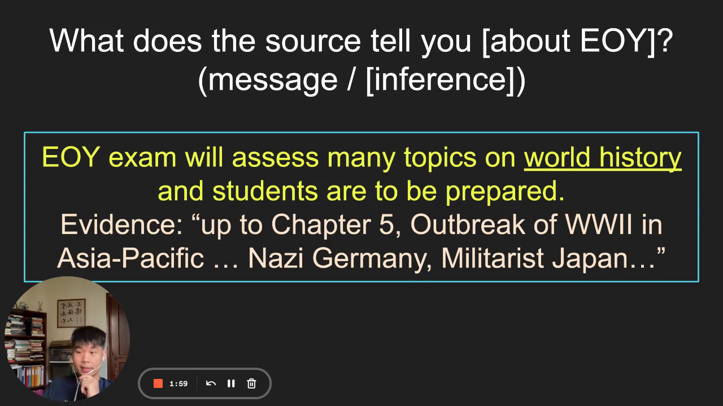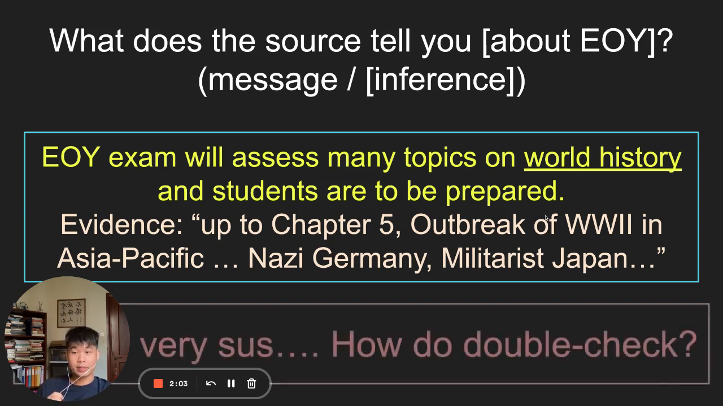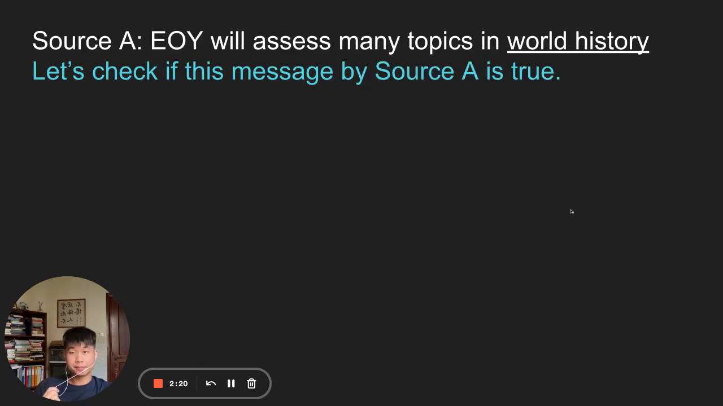And Sec 2 students, at this point, you should realize or you should have this sense that this is very suspicious. Suspicious because you shouldn't remember, right, having done world history before. So how can we double check if it's true that you'll be tested about world history in the end of your exam?